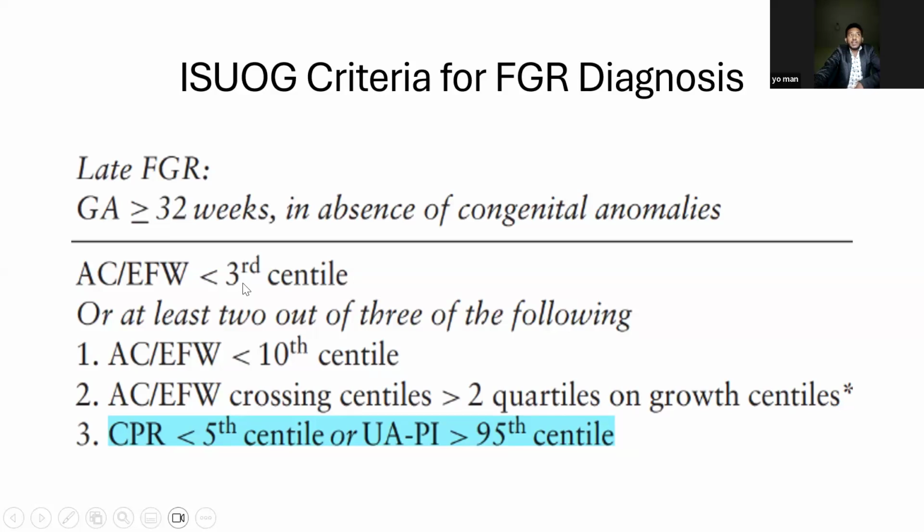If the centile is greater than 30 percentile. At this time, you may see that the AC or estimated fetal weight might be greater than 10 centile, but if the AC and estimated fetal weight interval growth is greater than 2 quartiles on the growth centile, and if the CPR is less than 5 centile, then even if the fetal size is appropriate for gestational age, that fetus was FGR and it was masking under its appropriate fetal size, okay?